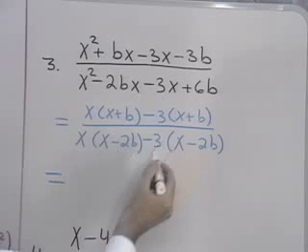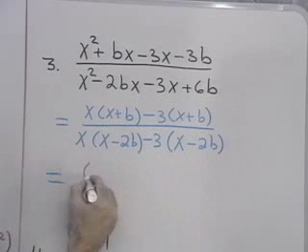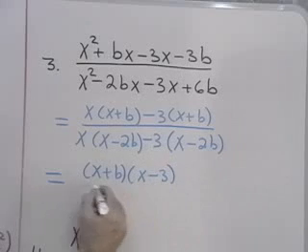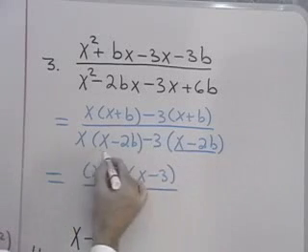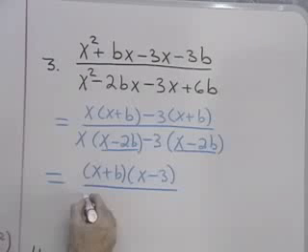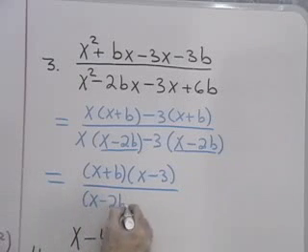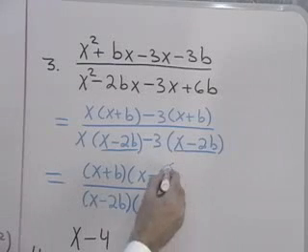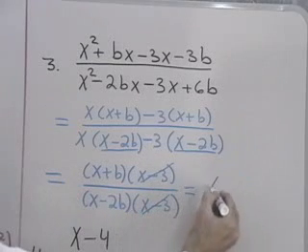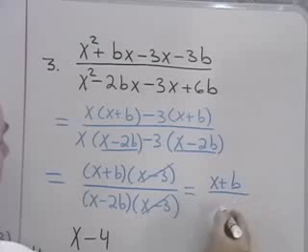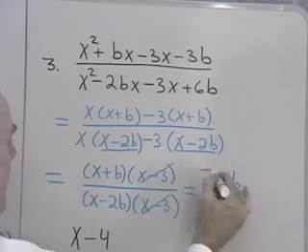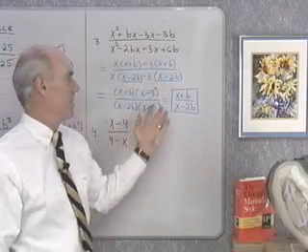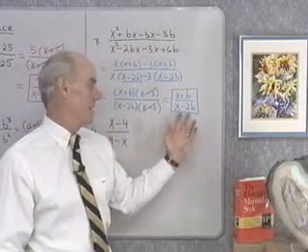Now I continue to factor by grouping. Here I'll take the x plus b that's common to this term and this term out in front. What's left is x minus 3. And in the denominator I'll take this factor that's common to both terms, take it outside. What's left is x minus 3. Now I divide out the factor that they have in common, and I have x plus b over x minus 2b. And that's the reduced version of this rational expression, and this time I did my factoring by using factoring by grouping.